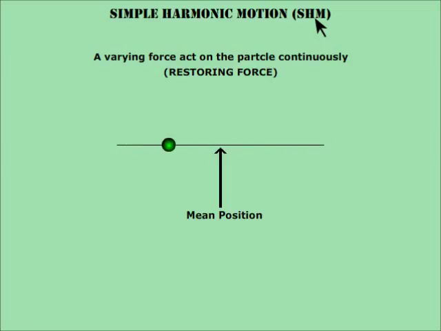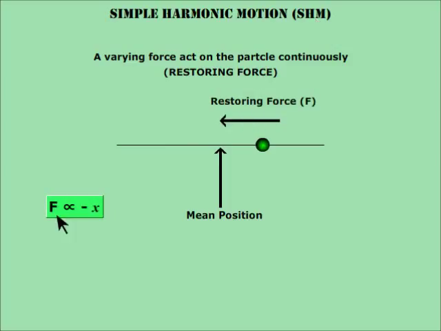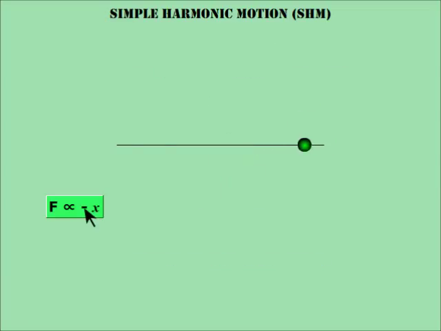That means when the particle is on the left of the mean position, the direction of force is towards right. And when the particle is on the right of the mean position, the direction of force is towards left. The magnitude of this force is directly proportional to the displacement of the particle from the mean position, which is x. The negative sign indicates that the force and the displacement are oppositely directed.